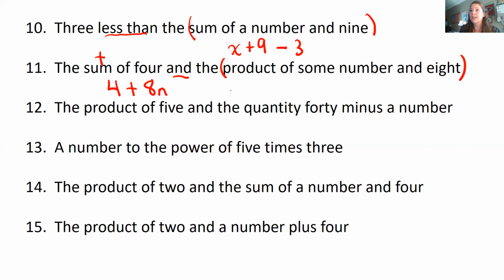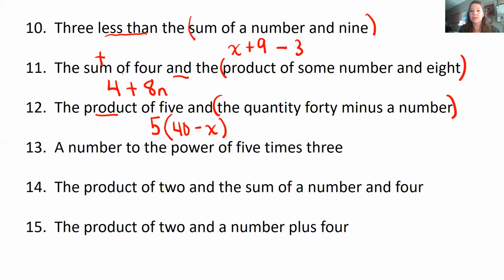There we go. Number 12, the product of 5, the product, what does that mean? Multiplication. The product of 5 and what? And the quantity, the whole quantity, 40 minus a number. Well, that tells us that we're multiplying 5 times the quantity. That means that we're going to put something in parentheses because we're going to keep this second part together. The quantity 40 minus a number. That's it. That's how you write that.